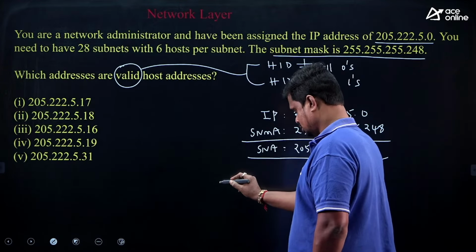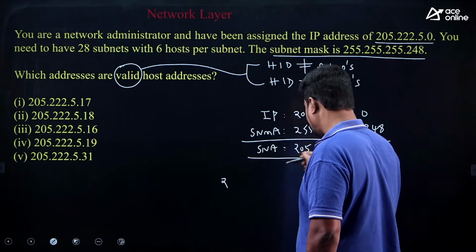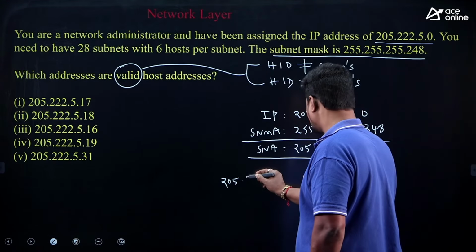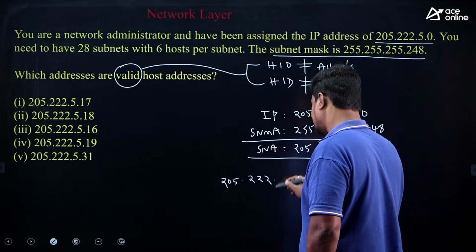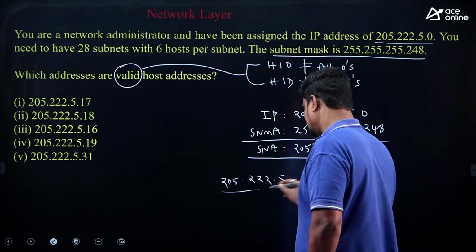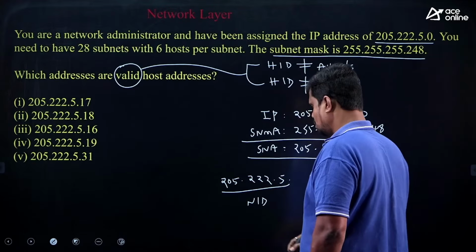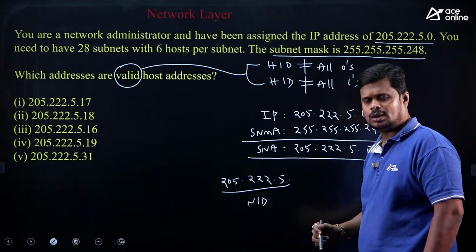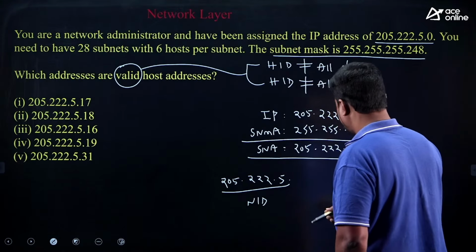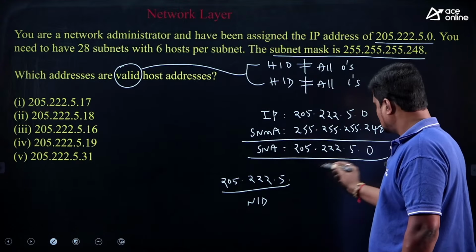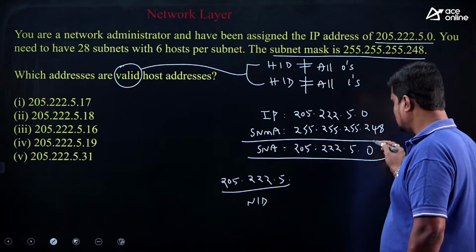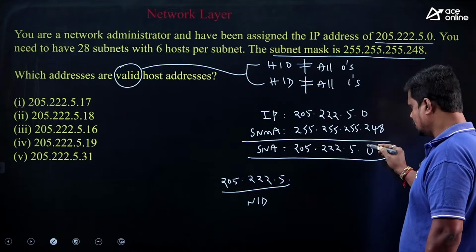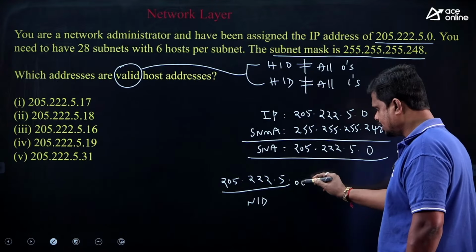Now you have to divide this subnetwork address into 3 parts. 205.222.5 comes under your network ID because the given class is class C. Then after defining the network ID, the 0 we are having, we write in terms of binary.